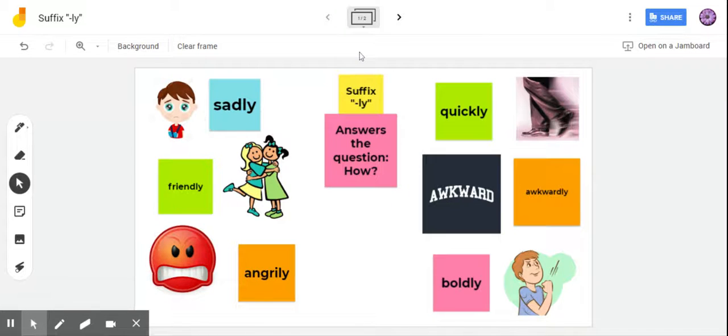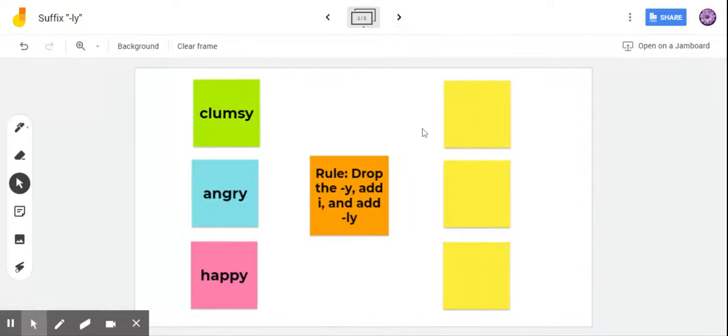Now, you could add the suffix ly to a lot of words that you probably aren't even thinking of. For example, confidently, beautifully. When you ask how did I do something, you kind of want to look at other words as well. On our second Jamboard, we have some tricky words when we have the suffix ly sometimes.